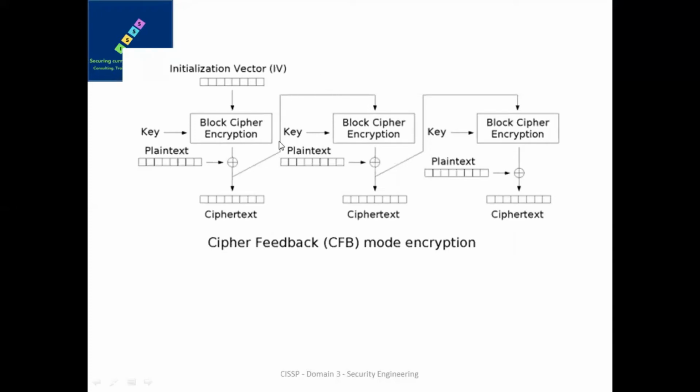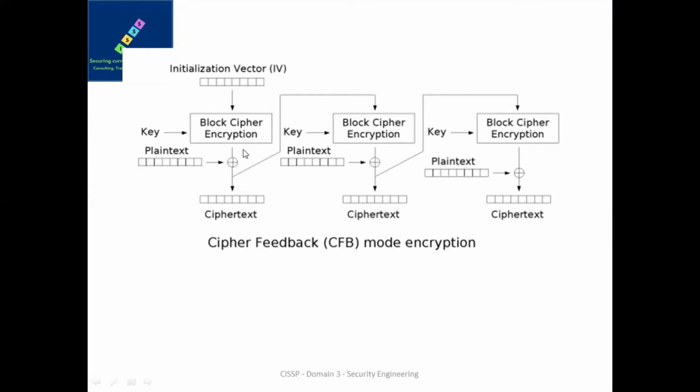Now, if you look at this particular picture, the plain text is not fed as an input to the block. The initialization vector is fed as an input to the block, where the other input is the key. The output is XORed with the plain text, and you get the cipher text. Once you take a copy of the cipher text to the next block, after the cipher text is produced, we call that a cipher feedback mode.